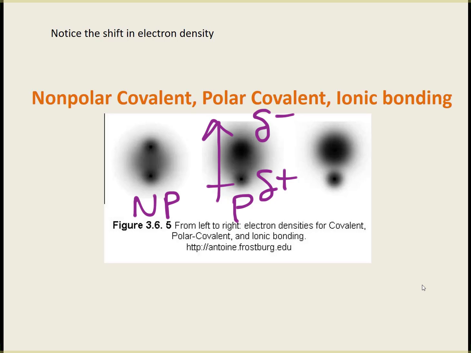Let's look at this next one. This one is ionic. We can see a complete transfer, so it's completely negative here and completely positive here. So again, ionic is also polar, but it's so polar we say it's ionic.